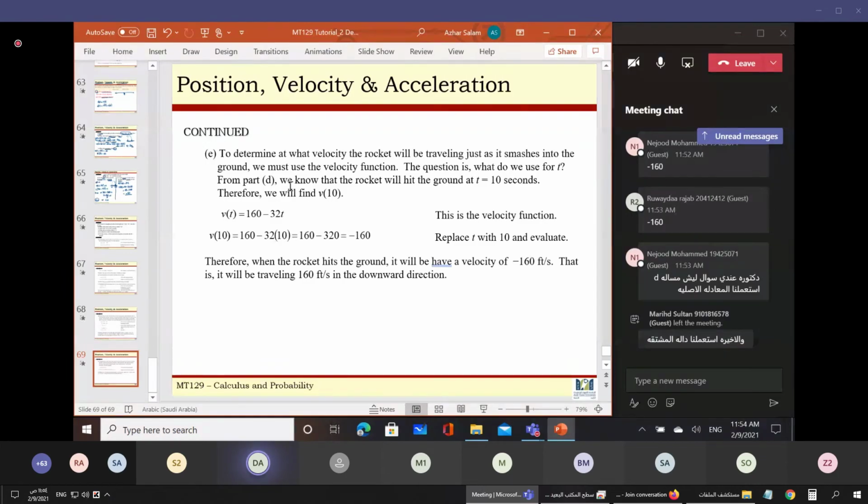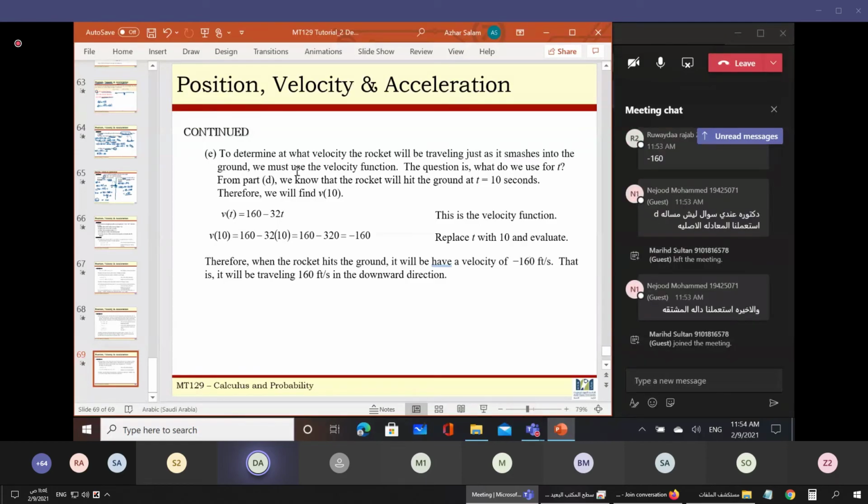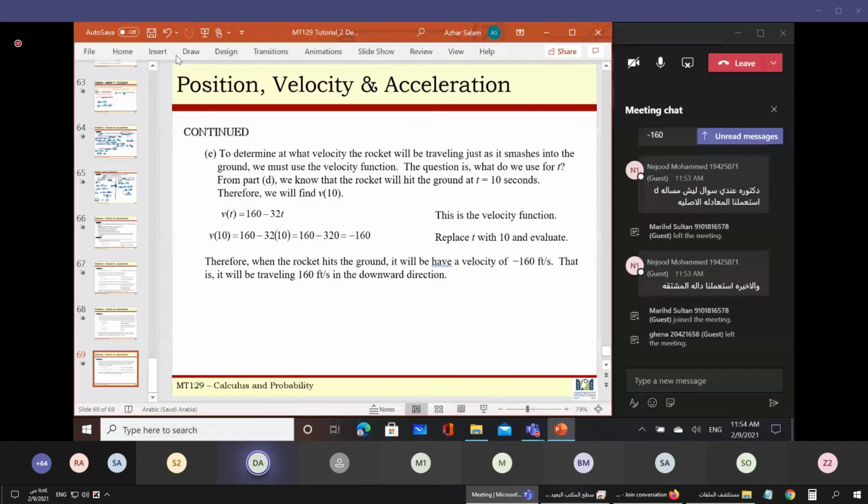We finished this tutorial and this lecture. You can leave if you want. In the end we used the derivative function. We use the derivative to find the velocity. The derivative function is the velocity.